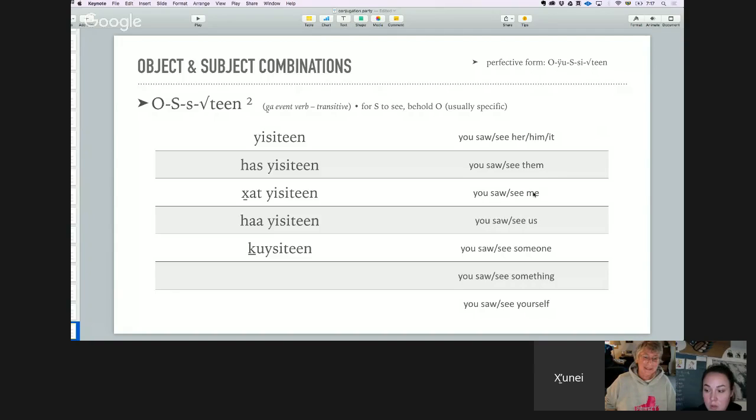What's Tui? What was that one yesterday? Tui de us. Pouted. Puisateen. Nakaaway tui de us. You saw me and then you pouted. Simik, you saw something. Atyasateen. Khich, you saw yourself.